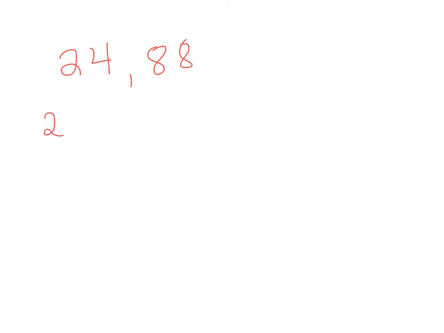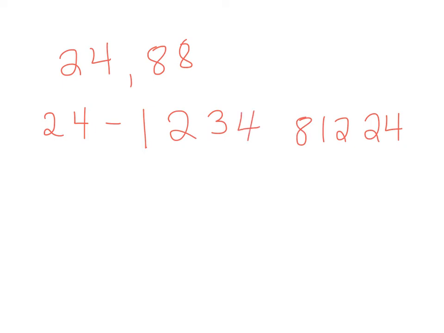I think 24 and 88 are small enough that we can just use the listing method to find the greatest common factor. So the factors of 24 are 1 and 24, 2 and 12, 3 and 8, 4 and 6, and 7 will not go into 24. So here are the factors of 24.